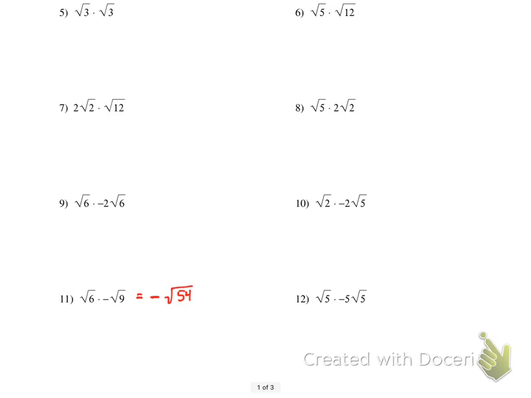And it's important that that negative stays on the outside, because otherwise, if you start using your calculator trying to figure out what the square root of negative 54 is, that's called an imaginary number. You will learn all about those in Algebra 2. But for right now, let's just keep it real.